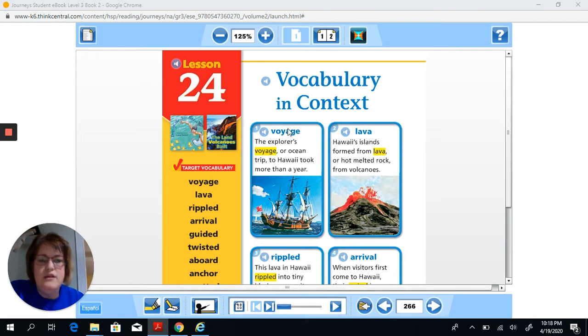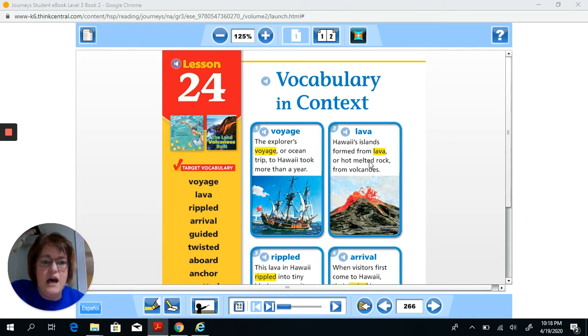The first one here is voyage. The explorer's voyage or ocean trip to Hawaii took more than a year. So by reading that card, boys and girls, you should be able to figure out what voyage means. And of course, you've got a clue here. You have a comma, and then after the comma, you're actually given the definition of voyage. Sometimes the authors do that. Sometimes they actually give us the definitions. So we know that a voyage is an ocean trip.